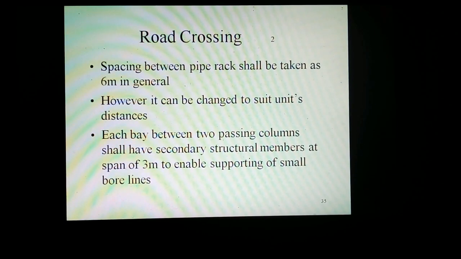The spacing between pipe rack portals shall be taken as 6 meters in general. However, it can be changed to suit intra-unit distances. Each bay between 2 passing columns shall have secondary structural members at a span of 3 meters to enable supporting of small bore lines.